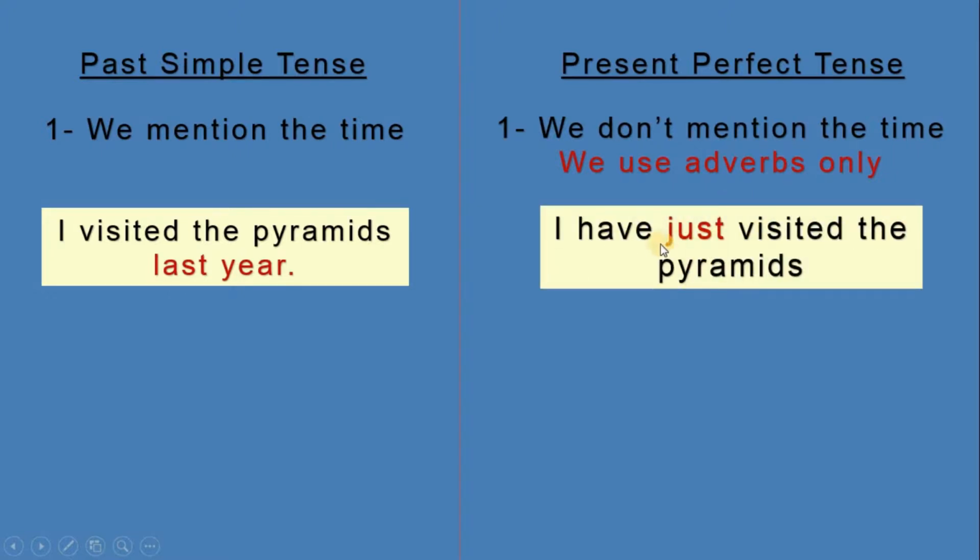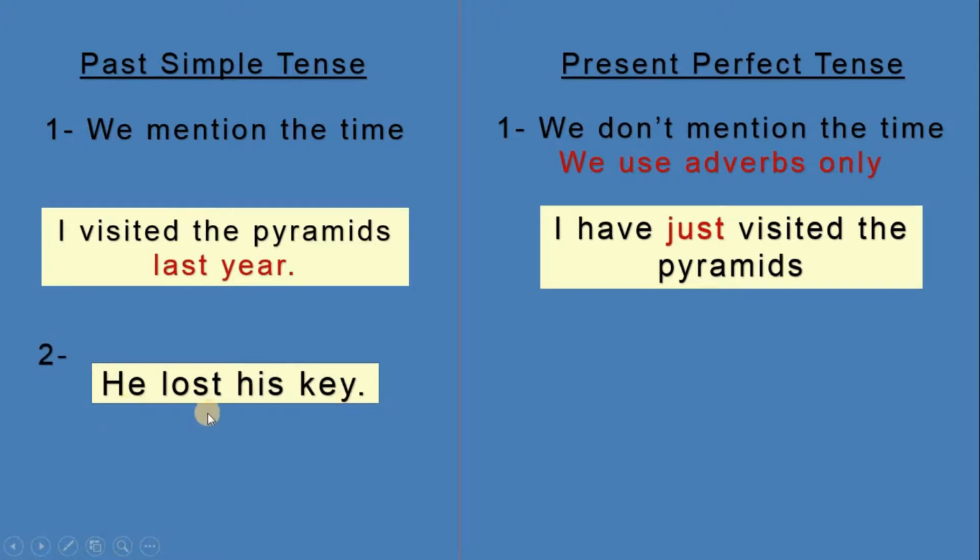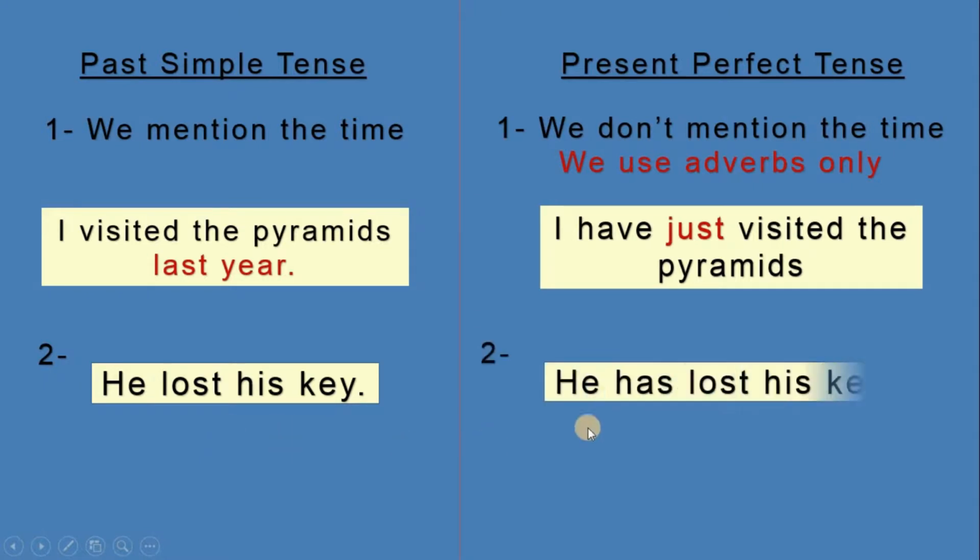Now, what is the difference between these two sentences? Number one, he lost his key. This sentence is in the past simple tense. And the second is he has lost his key. This is in the present perfect tense. What is the difference between these two sentences? ايه الفرق ما بين الجملتين دول اللي هي he lost his key دي في الماضي البسيط، والجملة التانية he has lost his key ودي في زمن المضارع التام.